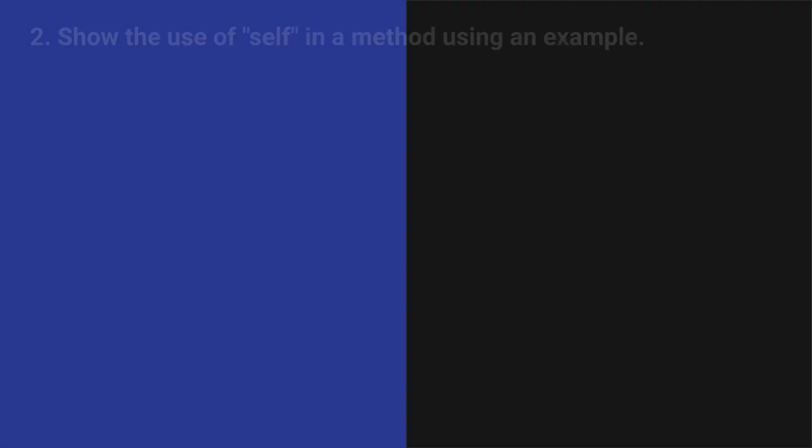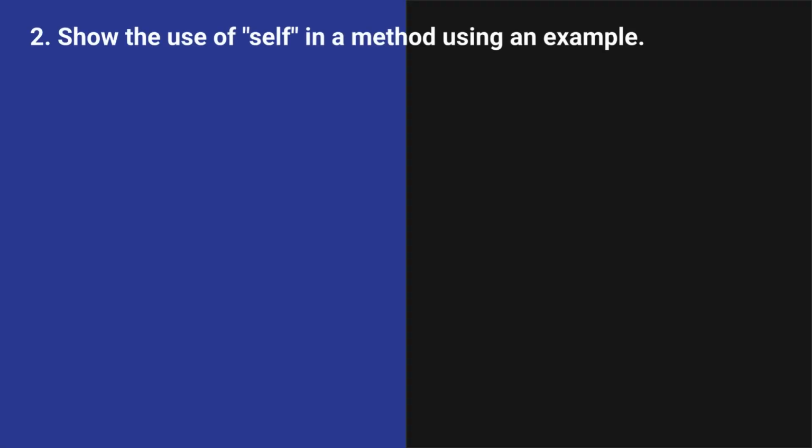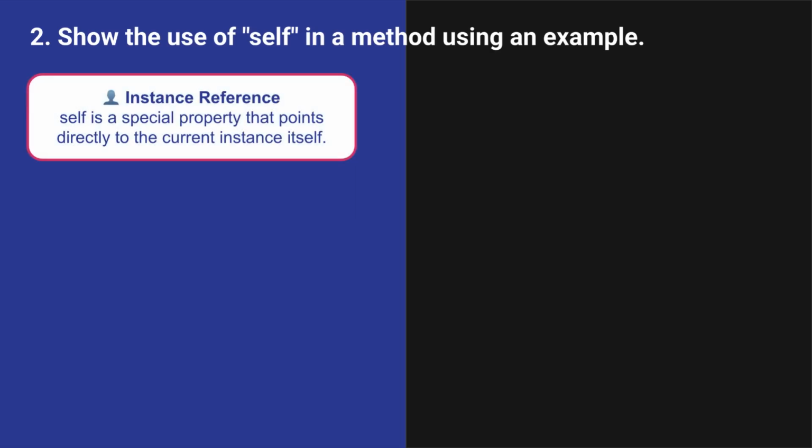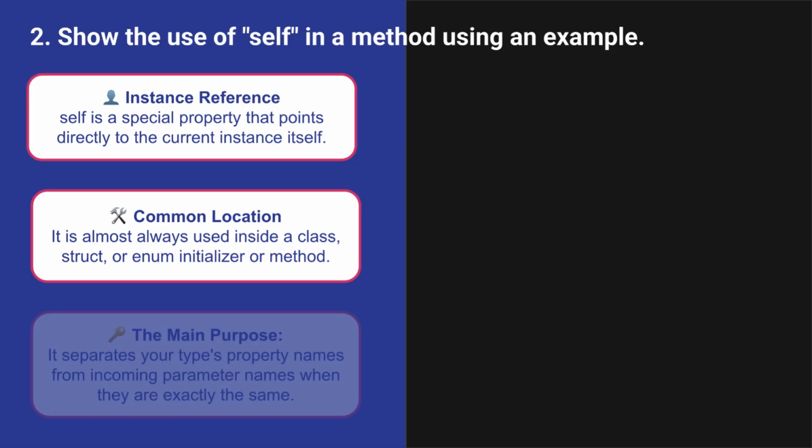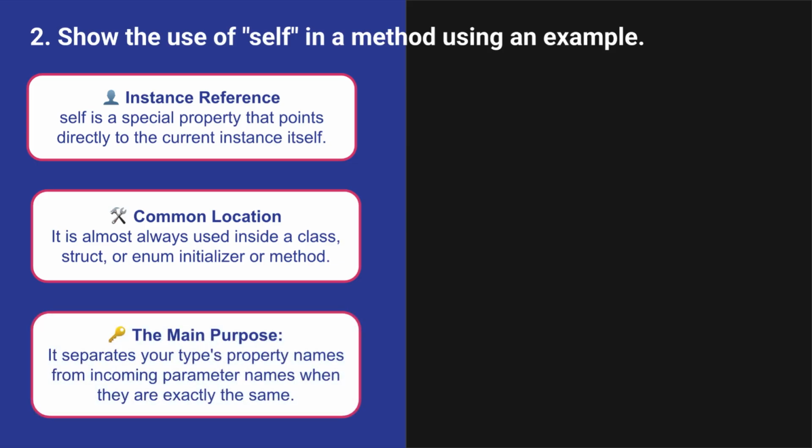How do we show the use of the lowercase self keyword in a method using a practical example? To explain it simply, self is a special implicit property in Swift that acts as an instance reference, meaning it points directly to the current runtime instance of your type. As for its common location, you'll almost always see it implemented inside initializers or methods of a class, struct, or enumeration. This brings us to the main purpose, clearing up name confusion.